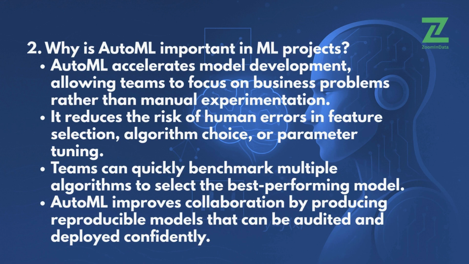Why is AutoML important in ML projects? AutoML accelerates model development, allowing teams to focus on business problems rather than manual experimentation. It reduces the risk of human errors in feature selection, algorithm choice, or parameter tuning. Teams can quickly benchmark multiple algorithms to select the best performing model. AutoML improves collaboration by producing reproducible models that can be audited and deployed confidently.